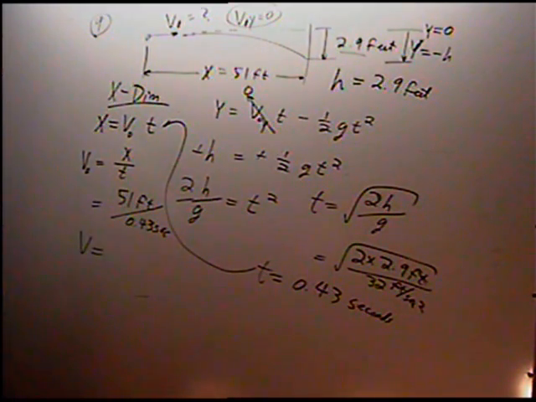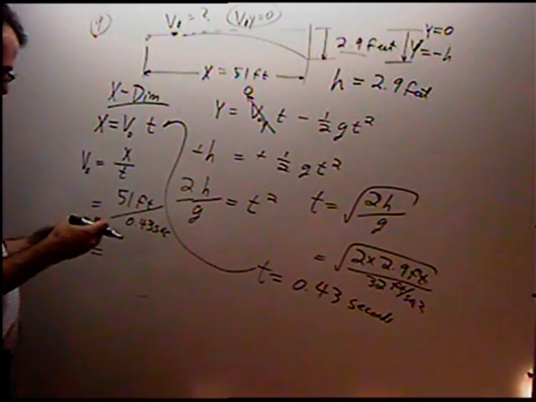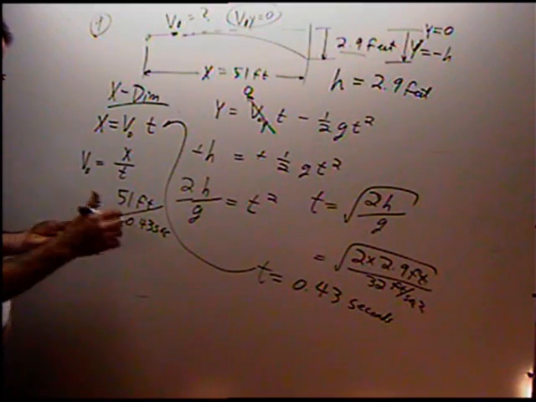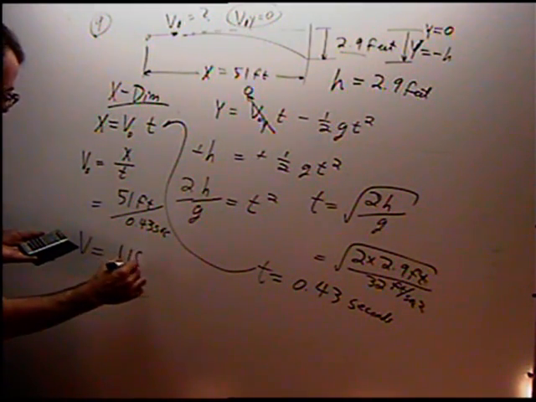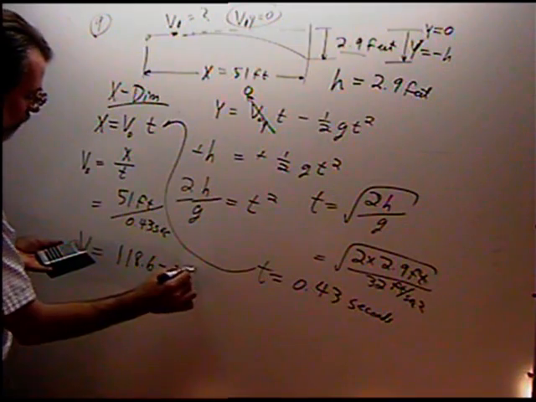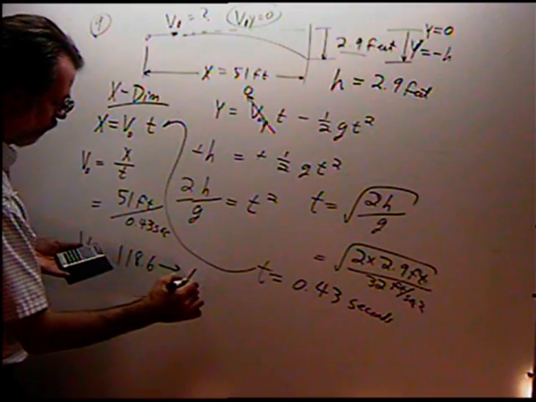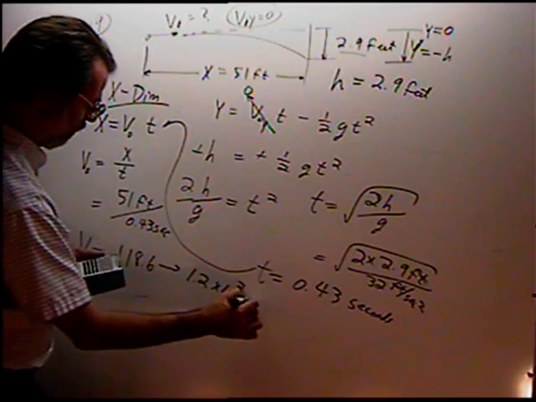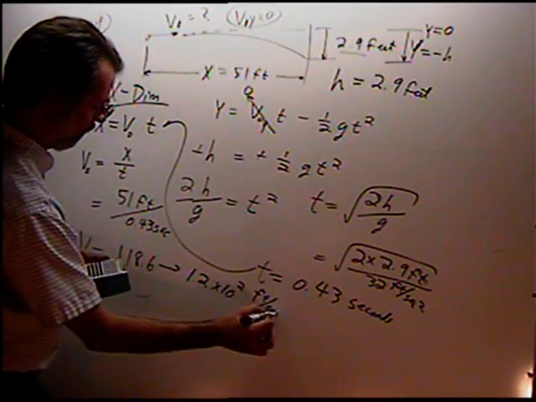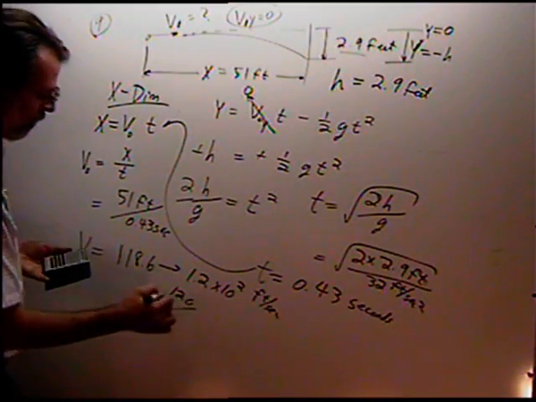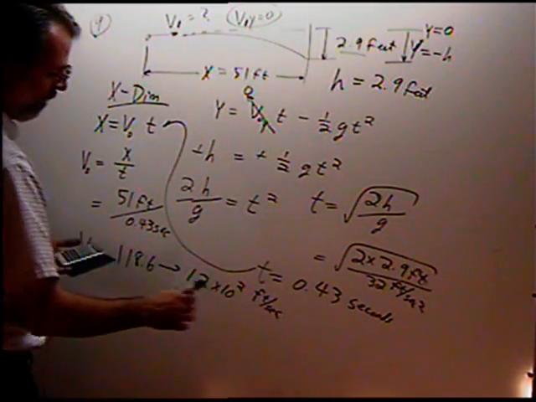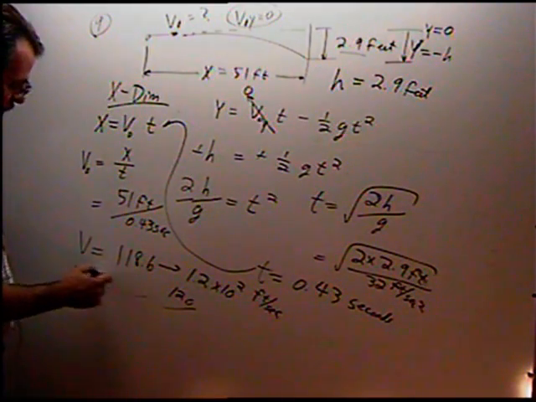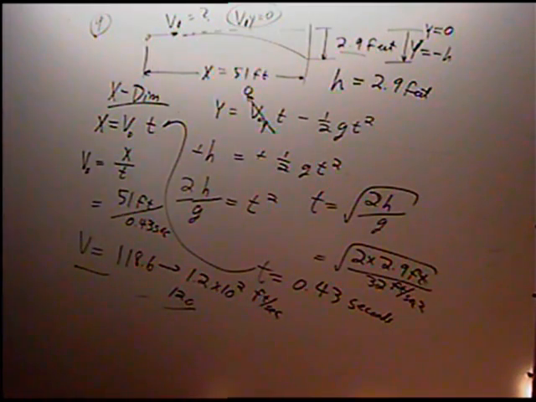Therefore, the initial velocity must be 51 feet divided by 0.43, and we get 118.6. We must round it off to 120, or 1.2 times 10 to the second feet per second. Basically, it's 120, but to show the two significant figures, we would say 1.2 times 10 to the second feet per second. So that would be the velocity of the baseball.